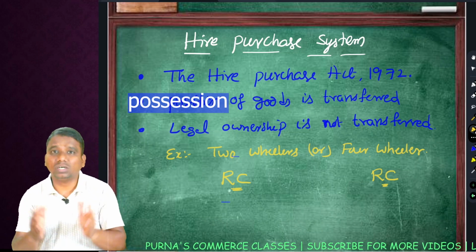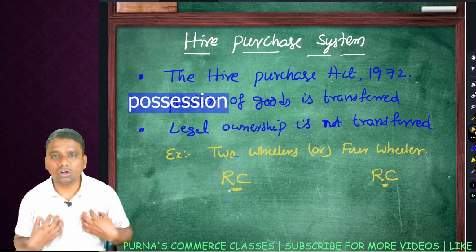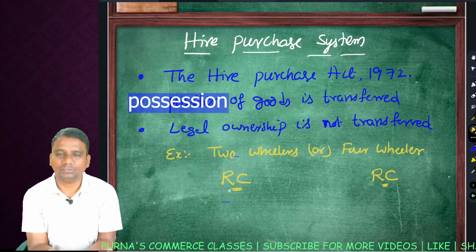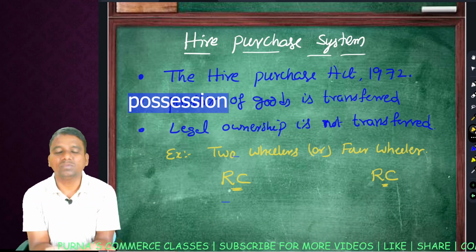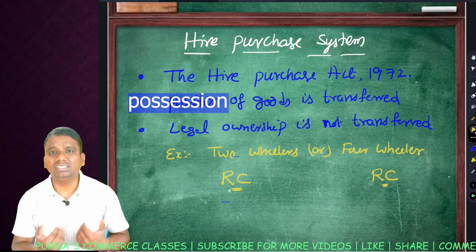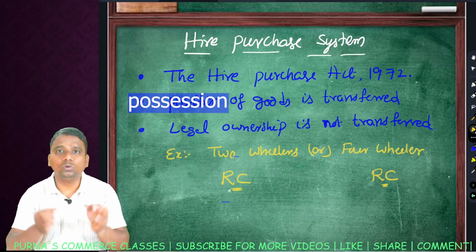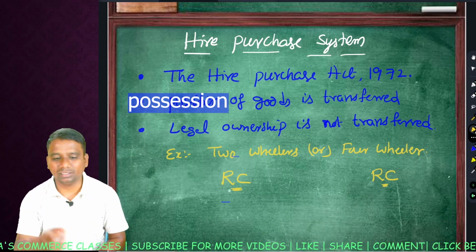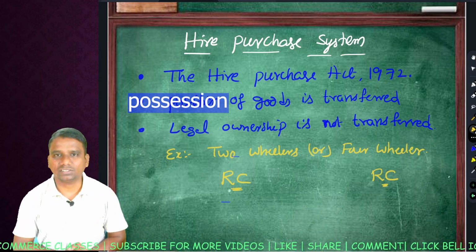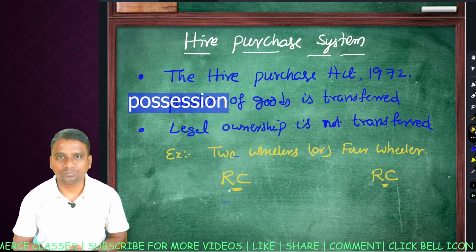This is also a transaction. Here I am not selling goods on cash basis. I am selling goods on installment basis. Now I receive the amount in installments. So how is the accounting treatment? What is the accounting treatment for this hire purchase system? That we should learn.